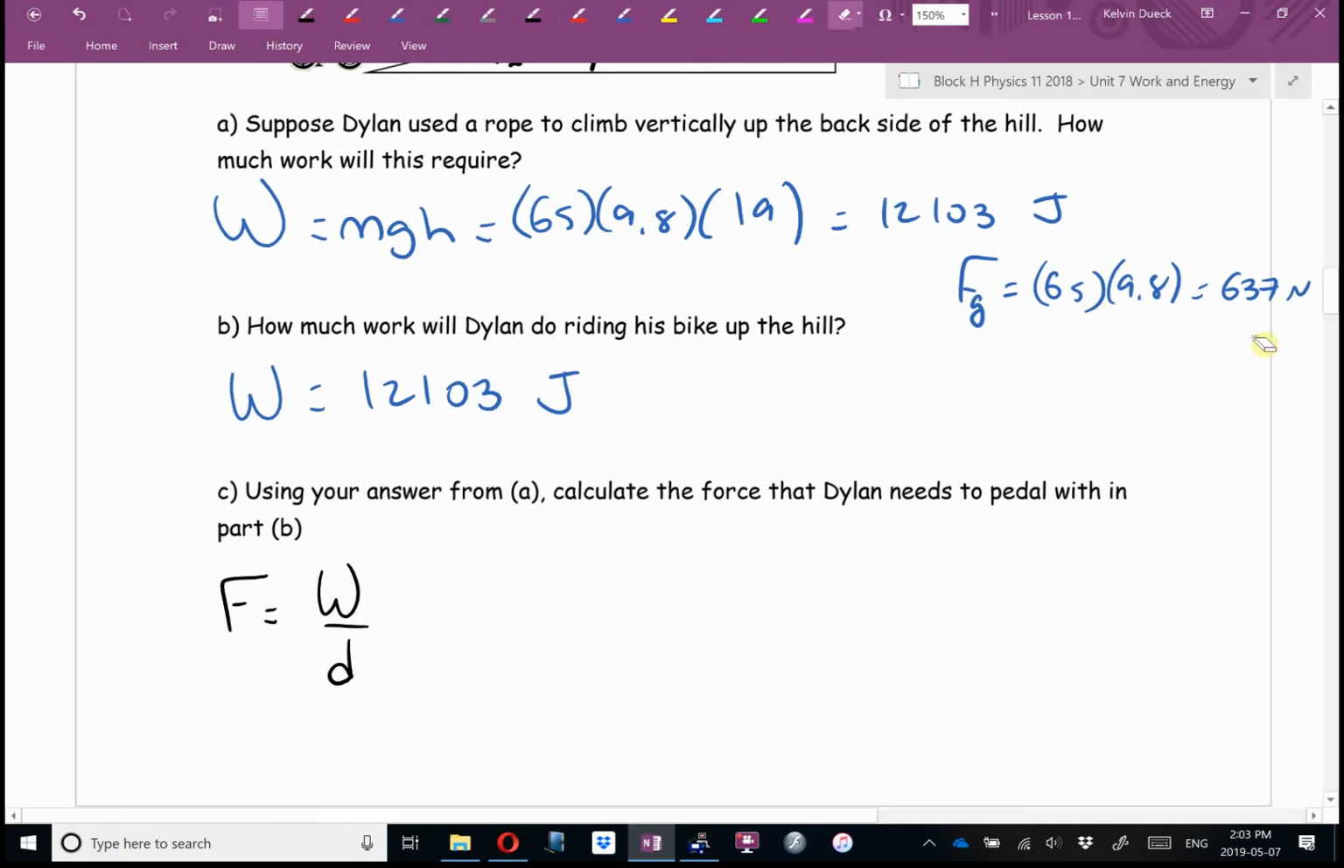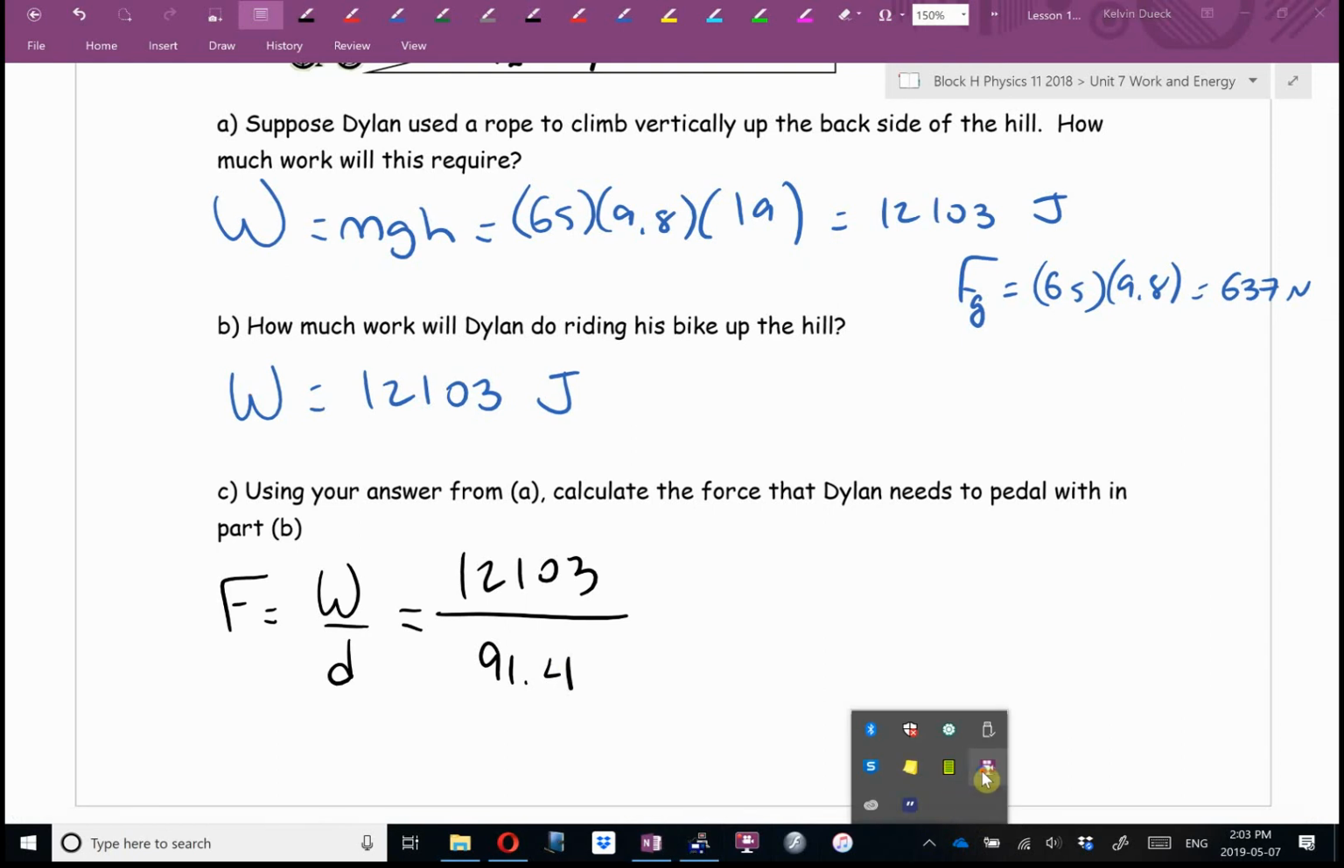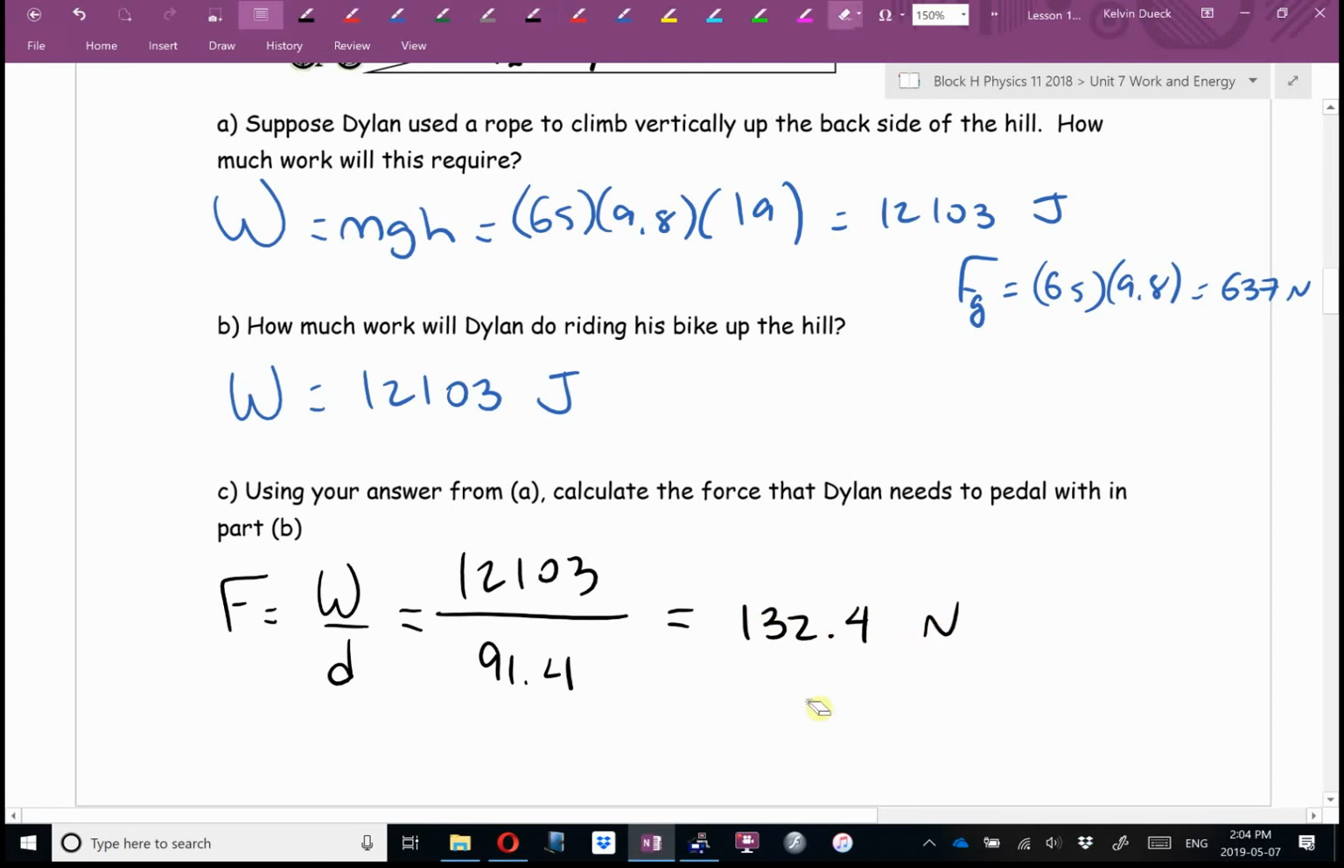So if he was hand over handing it, he'd have to be using 637 newtons. Here, it's going to be 12,103, because now I'm riding up the hill, I'm going to use that distance there, 100.4, I think, yeah? I didn't do that in my head. I remembered it. Way smaller force.